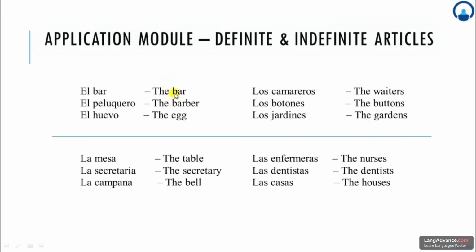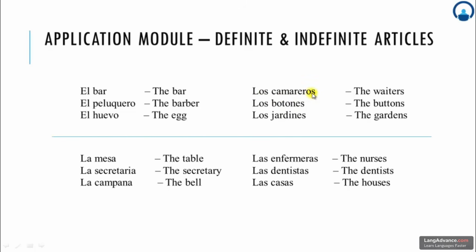El bar, that means the bar. El peluquero means the barber. El huevo means the egg. Note that all these are singular and are satisfying the condition of being masculine. That's why el is used. Similarly, check the words in the ending, the letters in the ending. Over here, we can see that they are plural. So remove the s in the ending. So we get camarero. So ending is o, that's why masculine.